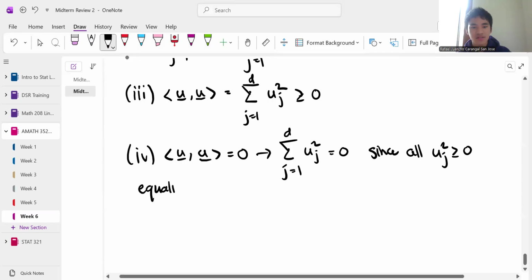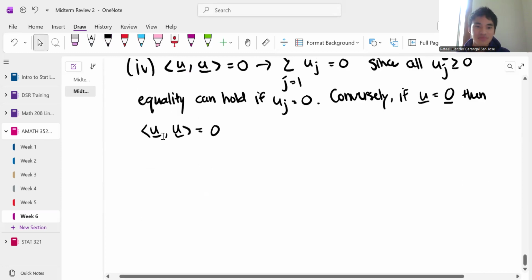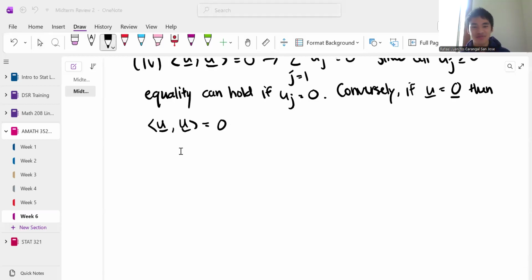Yeah. So this equality here, okay, I'm just going to finish the proof. It can hold if u sub j is indeed zero, and conversely, if u is equal to the zero vector, then their dot product is basically zero. So actually, we did talk about this in calculus. If their dot product is zero, what does that mean? It means they make a 90-degree angle. That's one of the relations of the dot product.